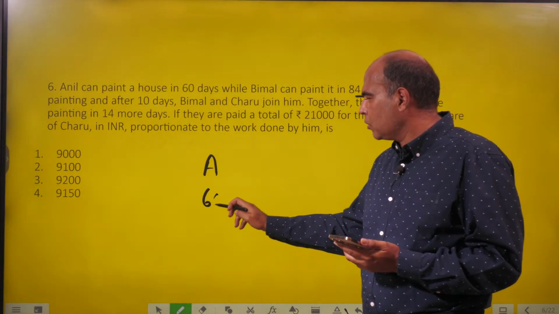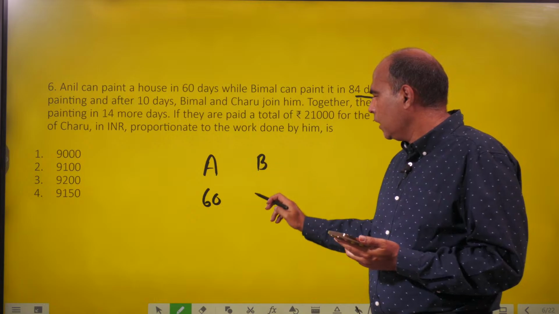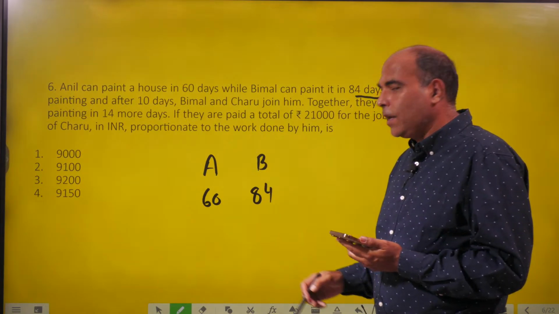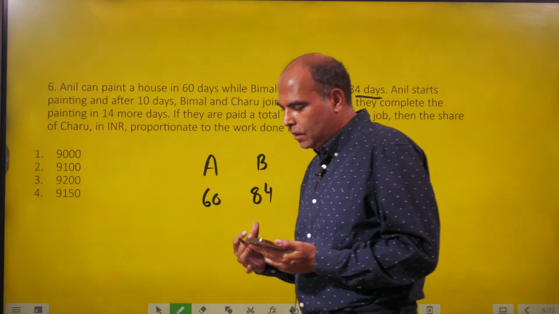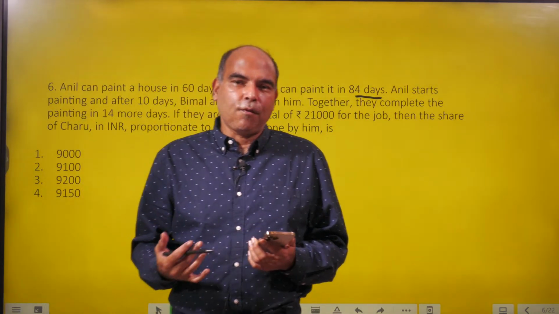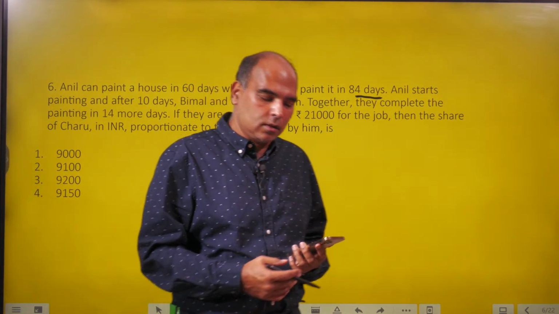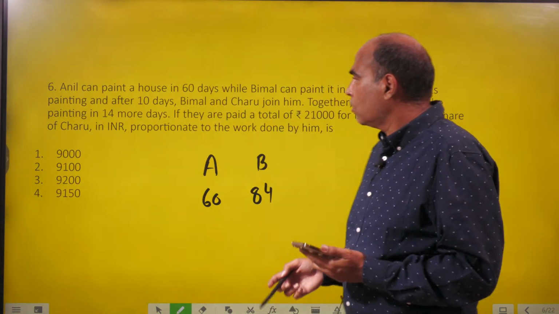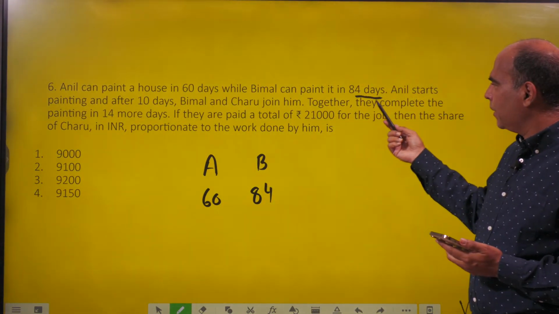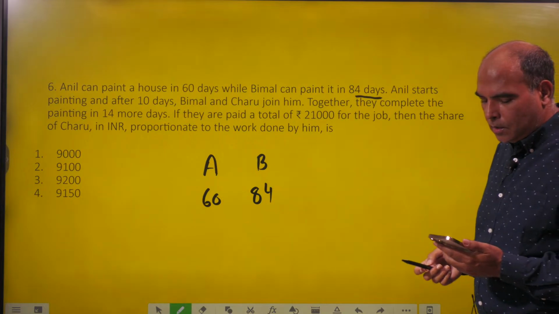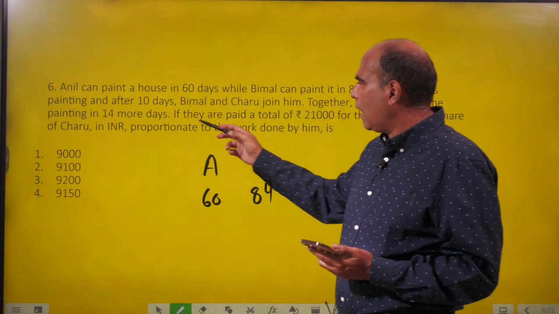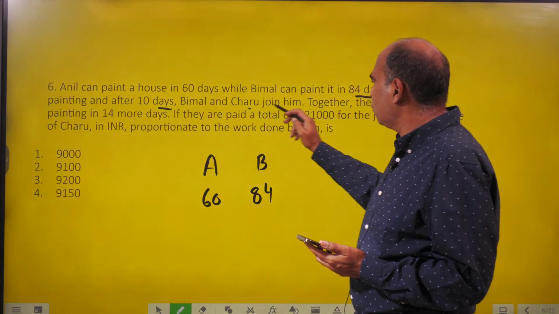And you'll see one more thing in my solving, which is very critical. The top guys do this. They are very quick and very strong in utilizing the information in the question right at the start of the question, as the question goes ahead. So Anil can paint a house in 60 days, while Bimal can paint in 84 days. Anil starts painting, and after 10 days, Bimal and Charu join him.